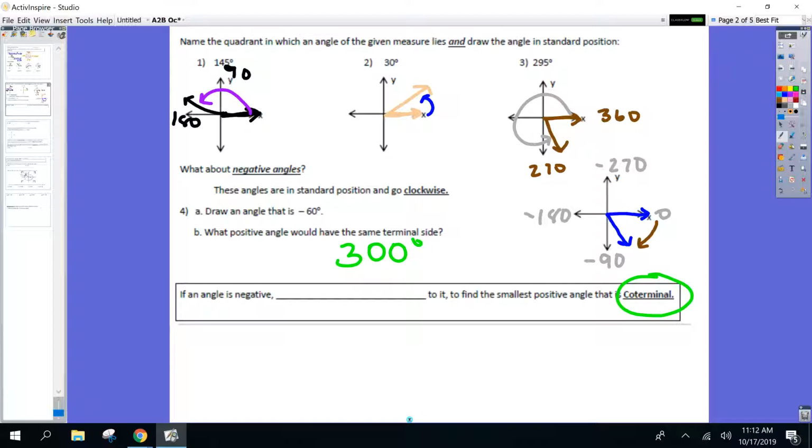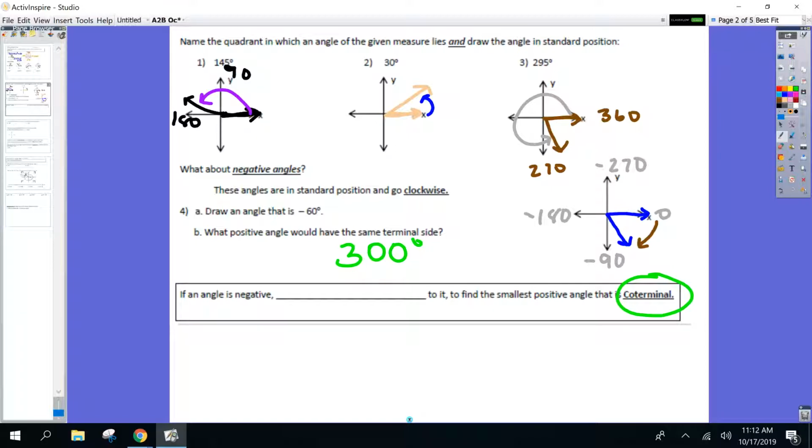Okay? Now, I'll be honest, guys. I don't want to have to do the diagram every time. Is there a way that you could have went from negative 60 to 300 pretty quick without looking at a diagram? So if I give you another negative angle measure, you can give me the same positive one in return pretty quick. How'd you guys get that 300? Alex, how'd you get the 300? You add 360 to it.